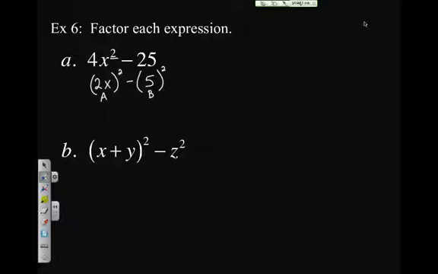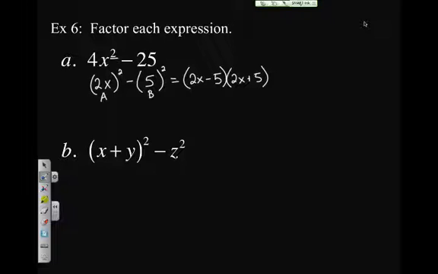A lot of times again, I'll say first term, second term. But that factors as the first term minus the second term times the first term plus the second term. So 2x minus 5 times 2x plus 5. The order there doesn't matter. If you put 2x plus 5 times 2x minus 5, it's the same thing.